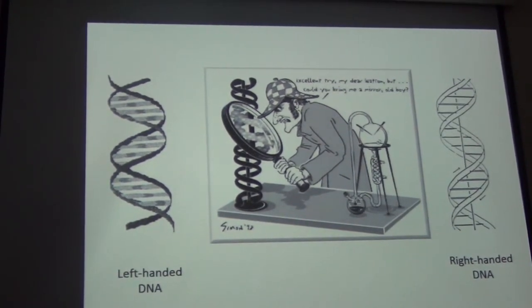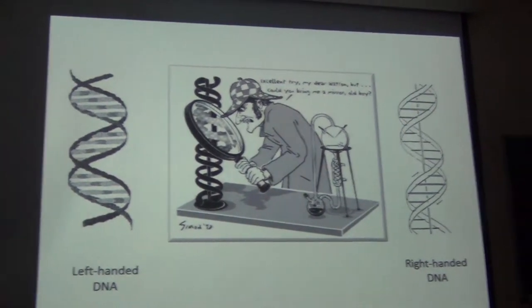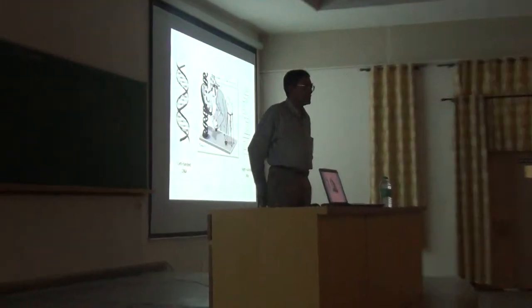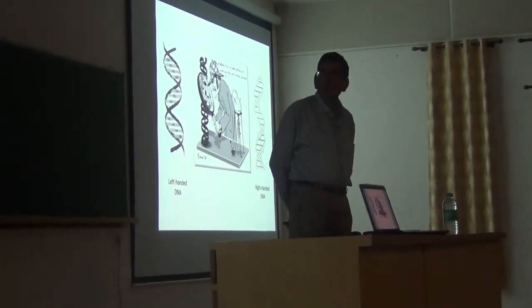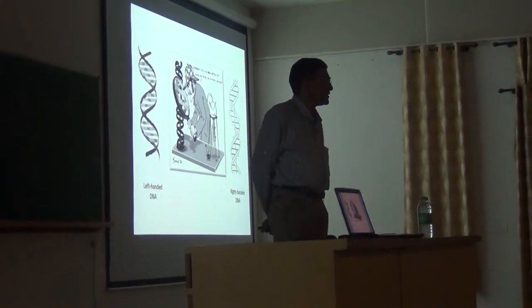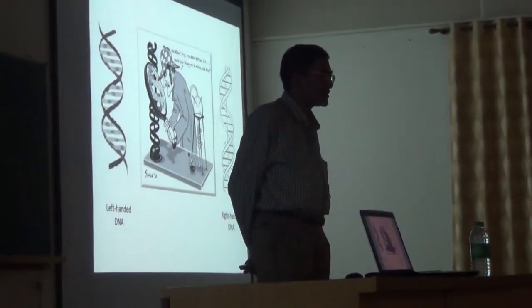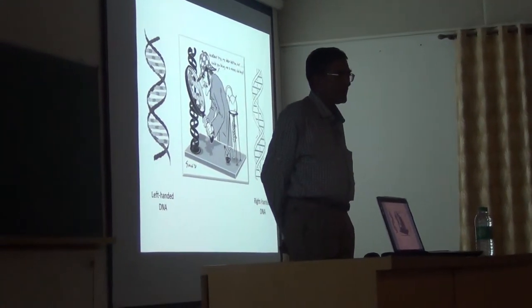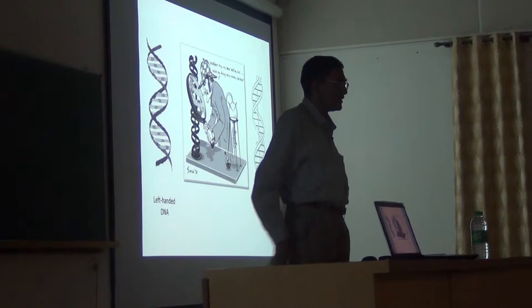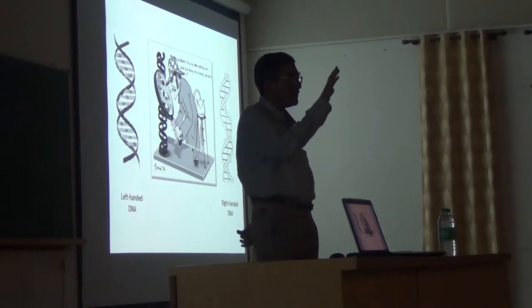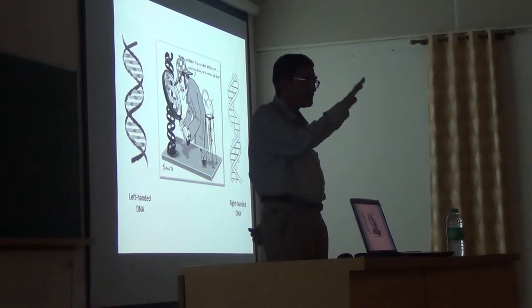Now, the hand of the Watson-Crick double helix, of course, is the right-handed double helix. Left-handed DNA is present occasionally. But Nature, in 1993, celebrated the 40th anniversary of the Watson-Crick paper by putting the double helix on its cover. And when they put the double helix on its cover, it turned out that the double helix was actually left-handed.